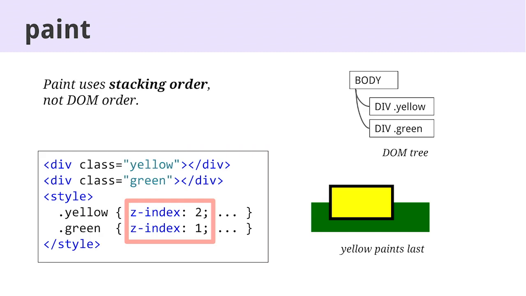It's important to paint elements in the right order so that they stack correctly when they overlap. So paint uses something called stacking order, which is a little different from DOM order because it can be controlled by a style property called z-index. In this example, the yellow box comes first in DOM order, but paints after the green box, so it appears on top.